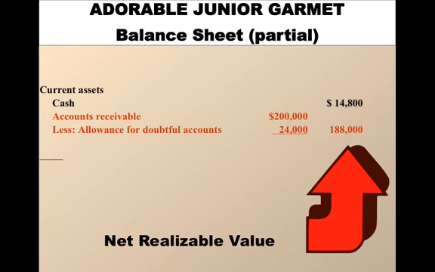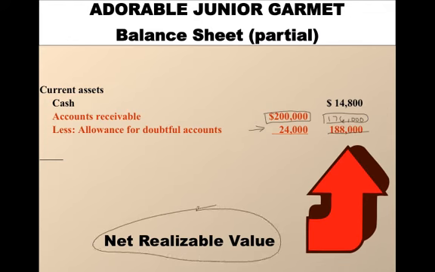Again, this is what we just showed on our balance sheet. This balance sheet is wrong. So just to review, our accounts receivable were $200,000. We estimated at the end of the year we're not going to collect $24,000. So our net realizable value on our balance sheet is $176,000. Remember, this number's wrong.